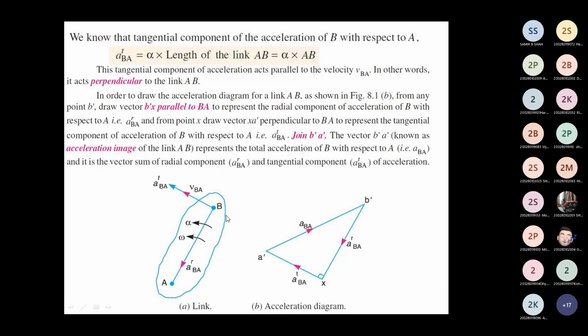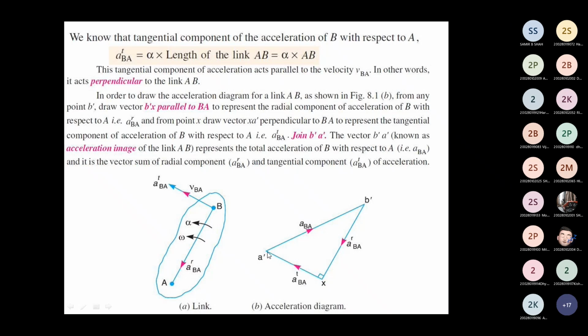Now we have another link, but for the tangential part we know it is perpendicular to the space diagram. So from the end point we have to draw the perpendicular line. If we have the angular acceleration, then we get the tangential part. The length of the tangential part is equal to alpha into the link length of AB. Whatever the link length is, and alpha is given to you, from this equation we find the length of this tangential part.